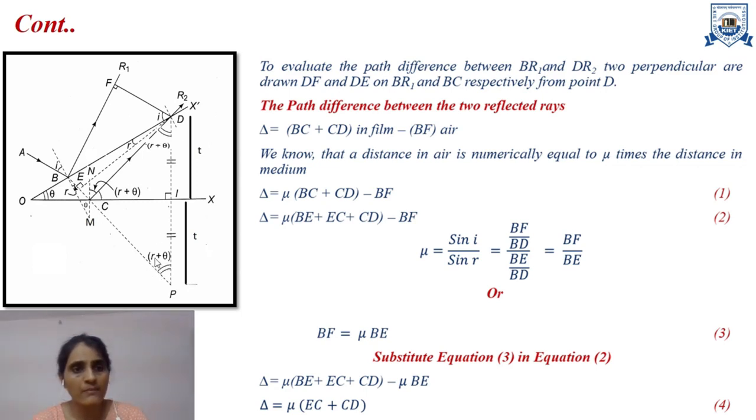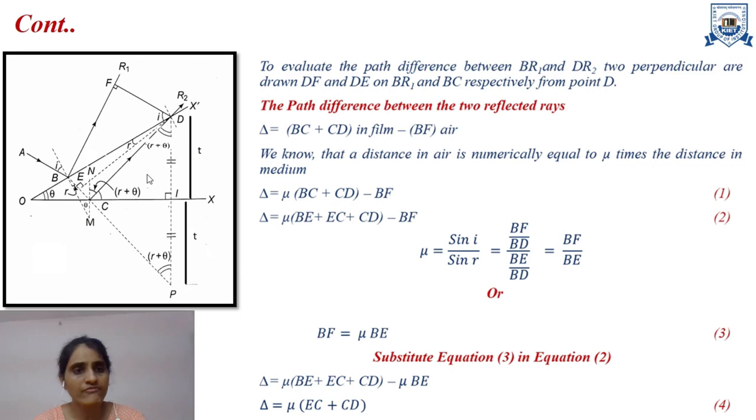So if this is r plus theta, then at point D this angle will also be r plus theta. In this diagram, one more thing we see at point C is the right angle triangles CLP and CLD. These both right angle triangles are congruent triangles.